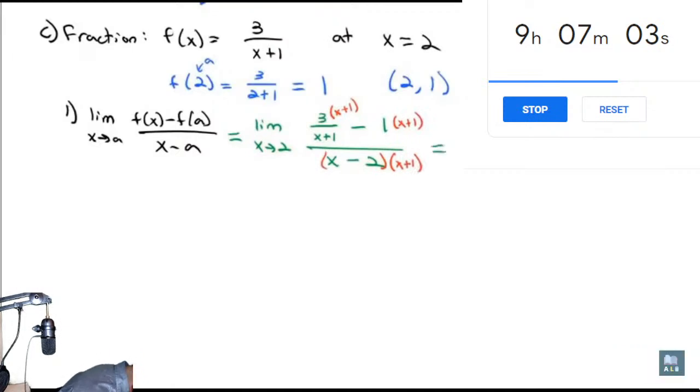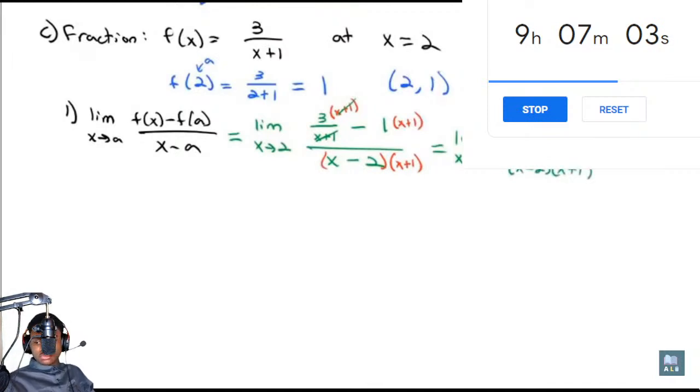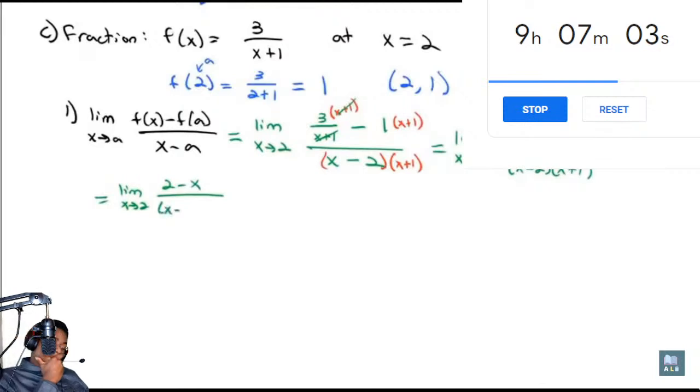And when we do, be careful with that negative sign. The x plus 1's are gone, and we get the limit as x goes to 2 of (3 minus 1 times (x plus 1)) all over (x minus 2) times (x plus 1). The limit as x goes to 2 of (2 minus x) over (x minus 2) times (x plus 1). And we know 2 minus x and x minus 2 can divide out as long as there's a negative 1 left over, because the subtraction's in the wrong order.